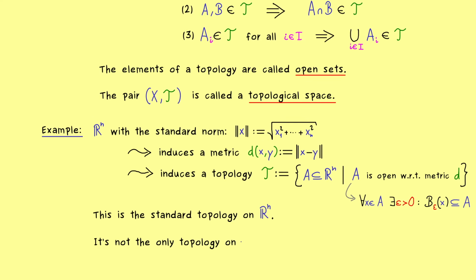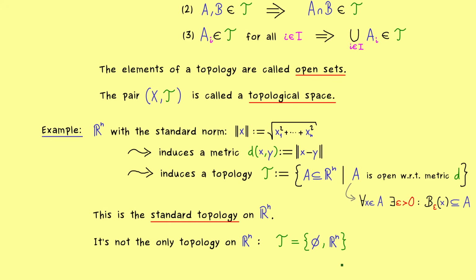But of course, it's not the only topology we could choose on the set R^n because we don't have to start with a norm at all. This means we always have to say which topology we mean, and only if we don't say anything, we could assume that we mean the standard topology. So for example, a topology that always exists is the so-called indiscrete one. In this one, only two sets are open, namely the empty set and the set itself. This is a really rough topology because it essentially means that any point is close to any other point.